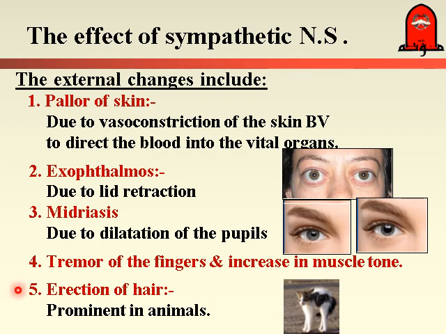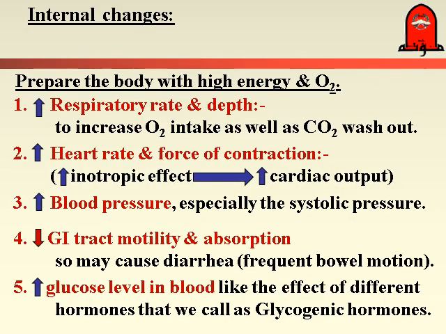Another condition is erection of the hair. This symptom or sign appears mainly in animals rather than human beings, although in human beings it also produces erection of the hair, and this occurs due to contraction of the erector pili muscle, but it is more prominent in lower animals. In addition to the external changes that occur on the body, there will be internal changes.